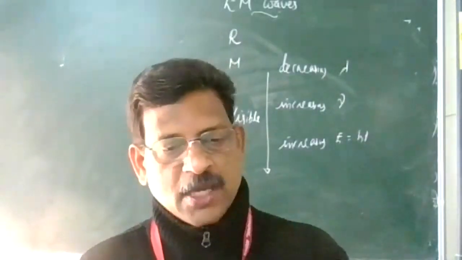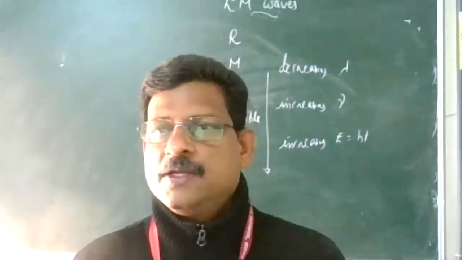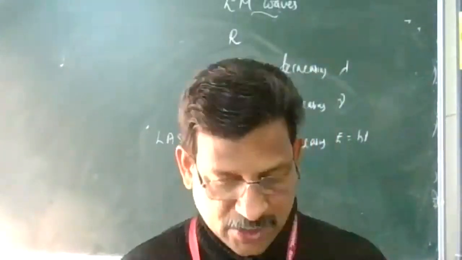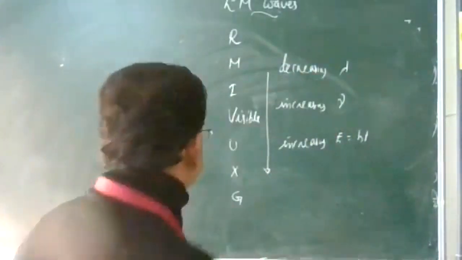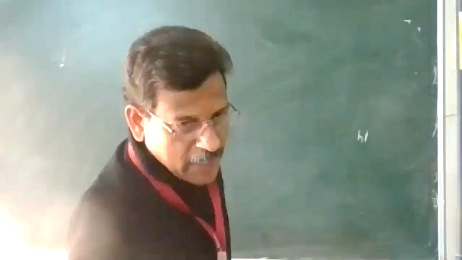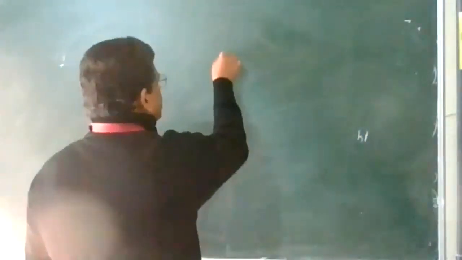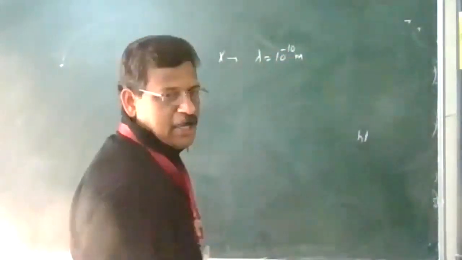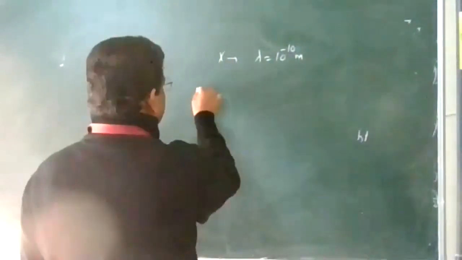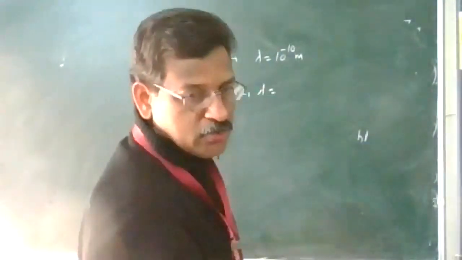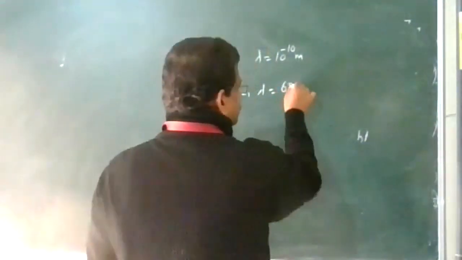Some of the board questions I am just reading out. Question number 1, a 1 mark question: what physical quantity is the same for X-rays of lambda and red light? For X-ray, lambda is known as 10 to the power minus 10 meter. And for red light, the wavelength is equal to 6,800 angstrom.